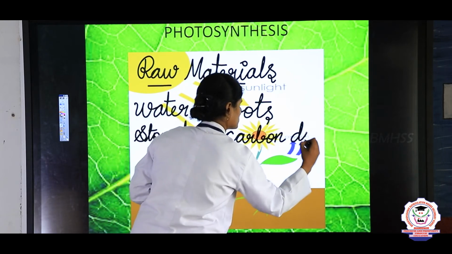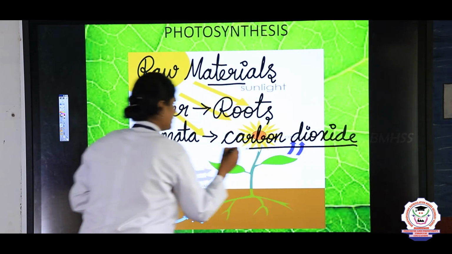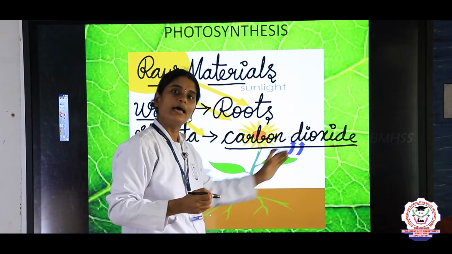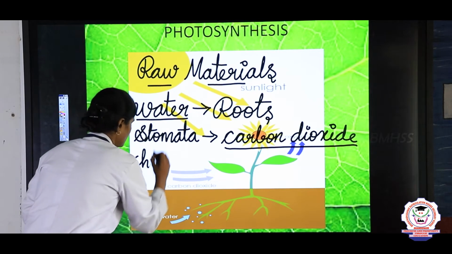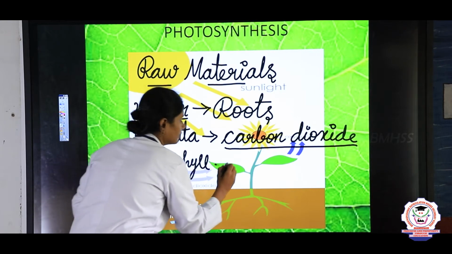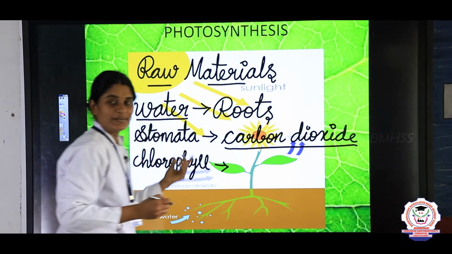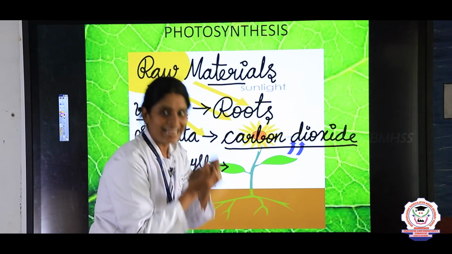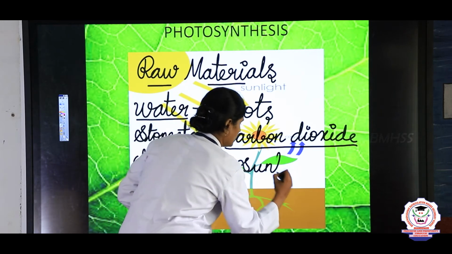Okay. So, this is the raw material, and water is a raw material. Stomata absorbs the carbon dioxide in the air, and then the leaves, the chlorophyll, as I said. So, chlorophyll means what? Rohan, tell me what is chlorophyll? Yes, it is the green pigment present in the leaf, right. So, the green pigment, the chlorophyll, absorbs the sunlight. So, sunlight is a raw material.